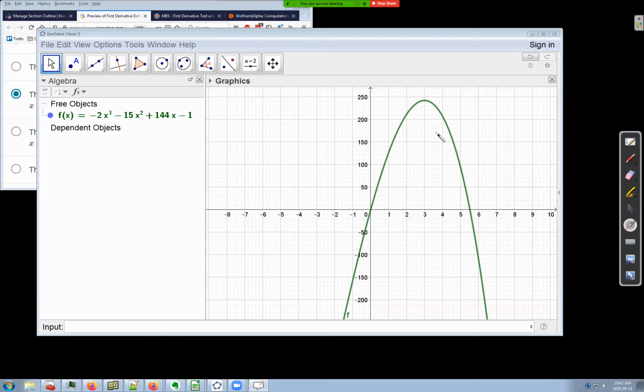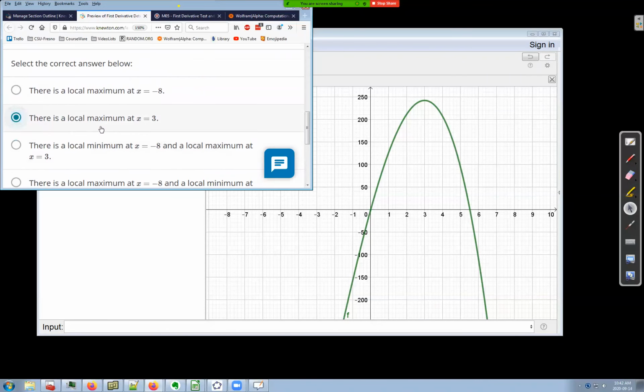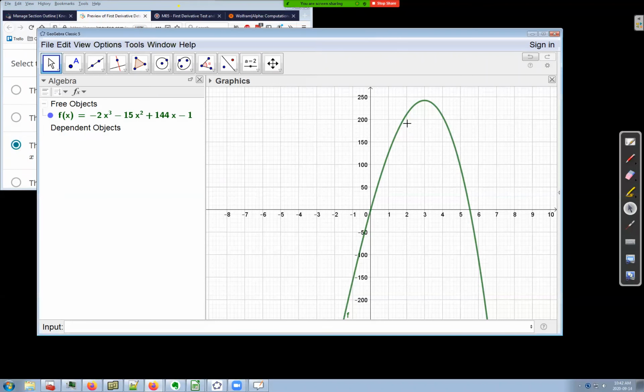Now, if you hadn't done the calculus, you might think, oh, well, this must be it. It's got a local maximum at 3, and that's it. So if you just used your calculator, you might have gotten this picture, and you might have circled it. Oh, whoops, wrong thing. You might have said this was the correct answer, because that's all I see in the picture. But using calculus, we know better.